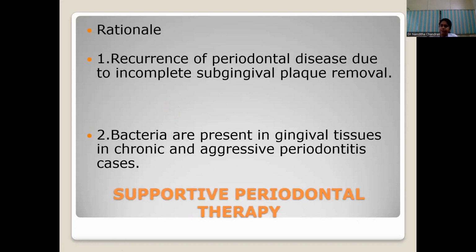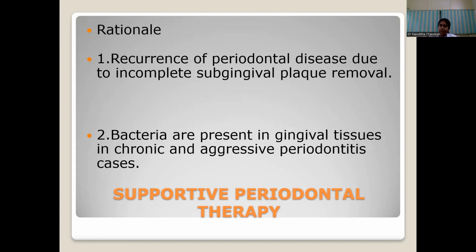Now coming to SPT. What is the need for, or rationale behind, recalling the patient for supportive periodontal therapy? There are several reasons. The most important is that, as we all know, periodontal disease is a recurring one. There are many factors for this. One is incomplete subgingival plaque removal. However much scaling and root planing we do, some amount of local factors can persist in the subgingival area, which can lead to recurrence of periodontal disease. So we have to reevaluate the patient.